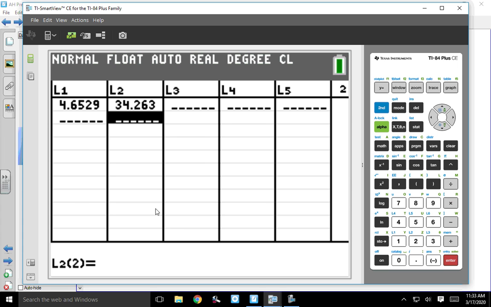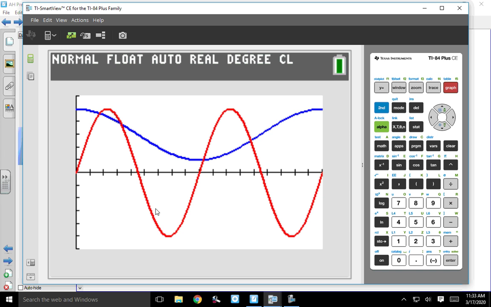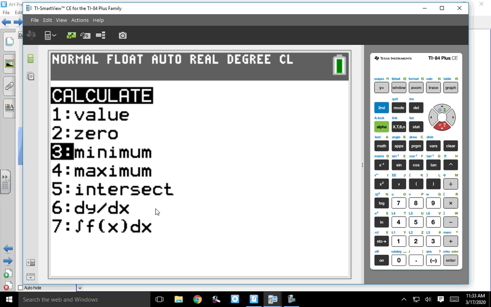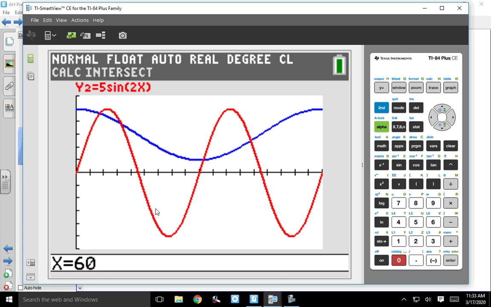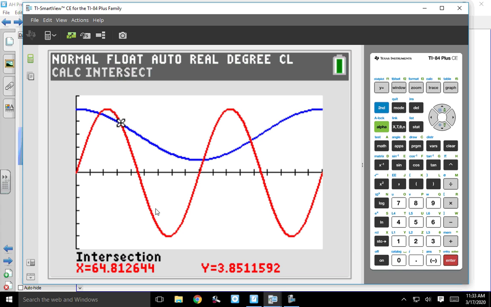All right, let's go back to the graph and find the next intersection. Second calc, and we'll intersect the two functions there. Looks like the next one's somewhere around 60 degrees. I'm just looking at my tick marks down on my x-axis to approximate where those are. And so there's our next point.